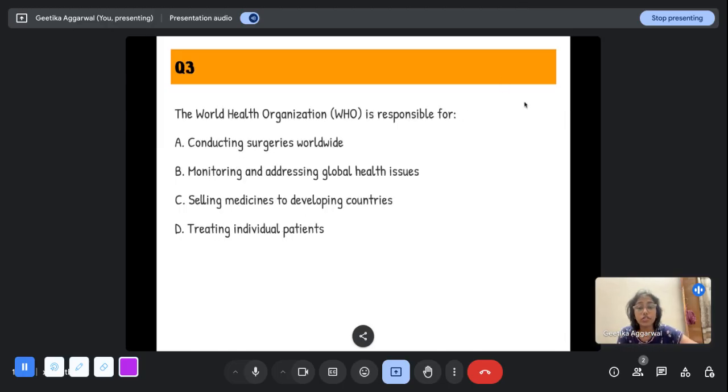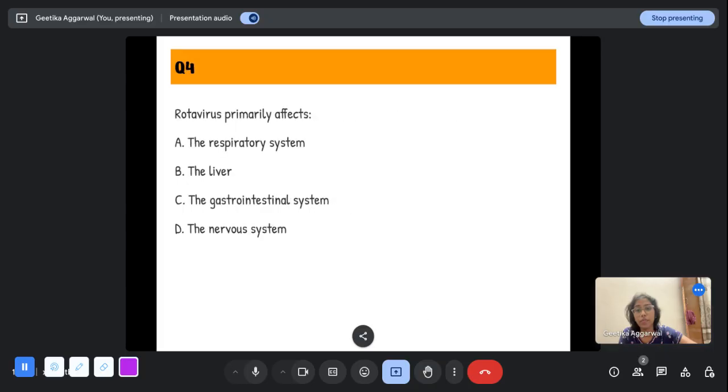World Health Organization is responsible for conducting surgeries worldwide, monitoring and addressing global health issues, selling medicines to developing countries, or treating individual patients. So, what is the purpose of the World Health Organization? And yeah, so the correct answer to this question is monitoring and addressing global health issues.